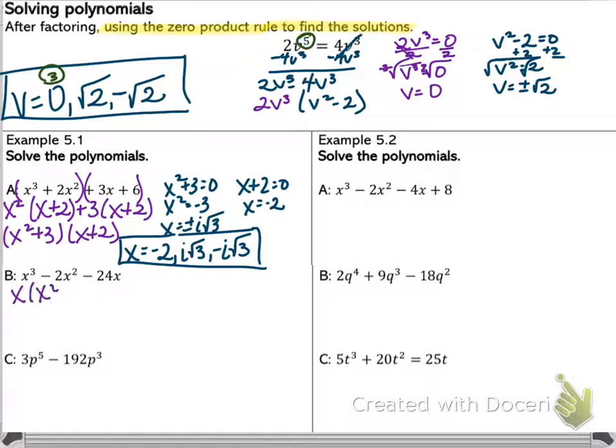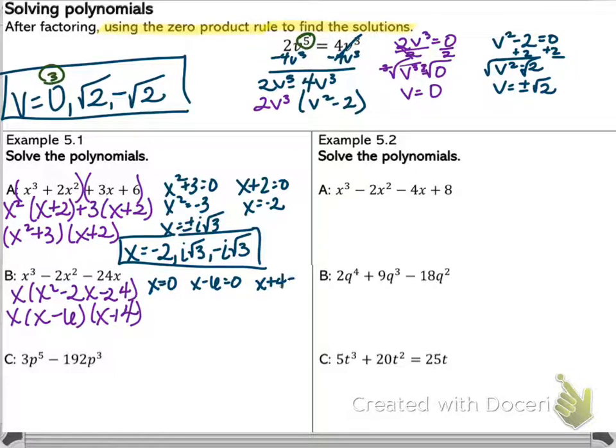B, same idea. We need to factor out that x. We get x squared minus 2x minus 24. Factor that even more to get x minus 6, x plus 4. Set each piece, including the GCF, equal to 0. Each piece, including our parentheses. And then solve. The first one is already done.